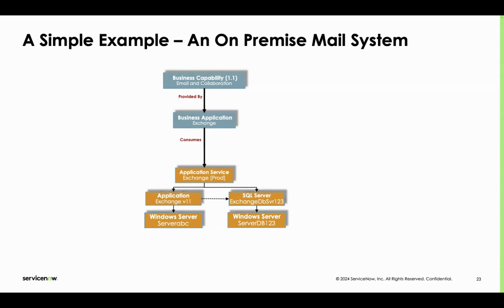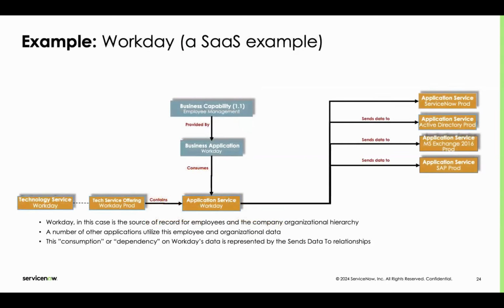So next, we've got one more example for you. This is SaaS. What about SaaS? It doesn't have hardware. There are no servers or anything. What do you do with SaaS? Well, SaaS still has an application service representation. Here we're modeling Workday. It's a business application. We have Workday production here, and we're showing a technical service offering. That represents the teams that manage, support, and deliver Workday to the organization.